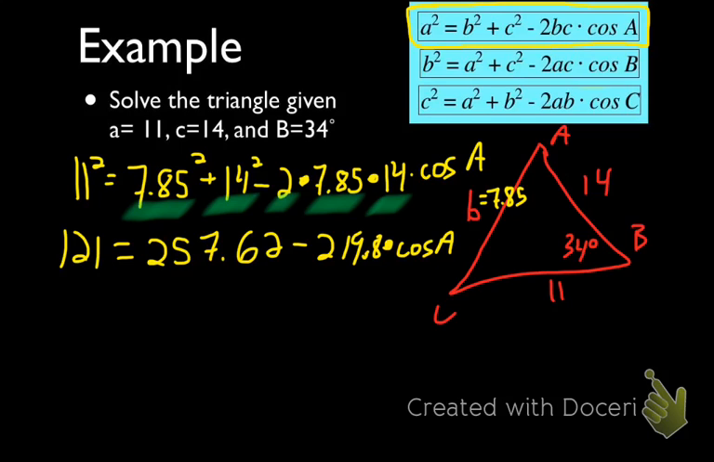The reason we're being so careful is because I think that the law of cosines is conceptually easier than the law of sines, but there's way more places that we can make little mistakes. Okay, so let's continue here. I'm going to subtract 257.62 from both sides, and the same thing over here. And what do I get when I subtract 257.62 from the left?